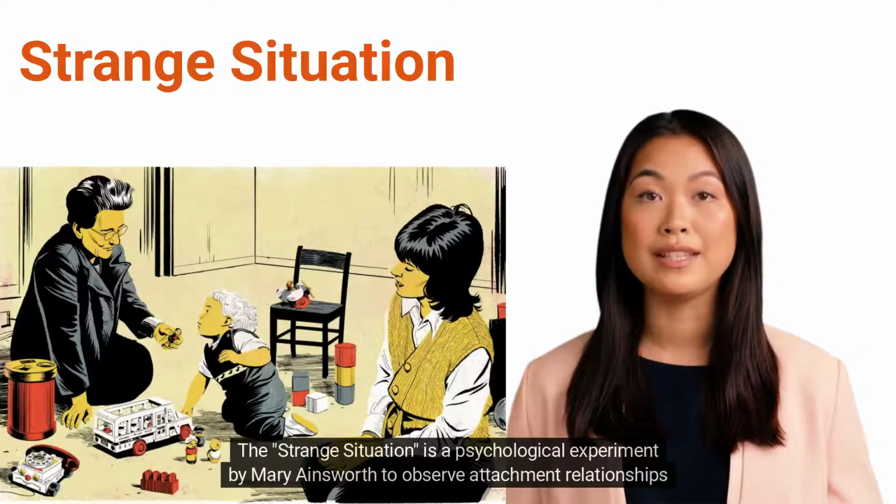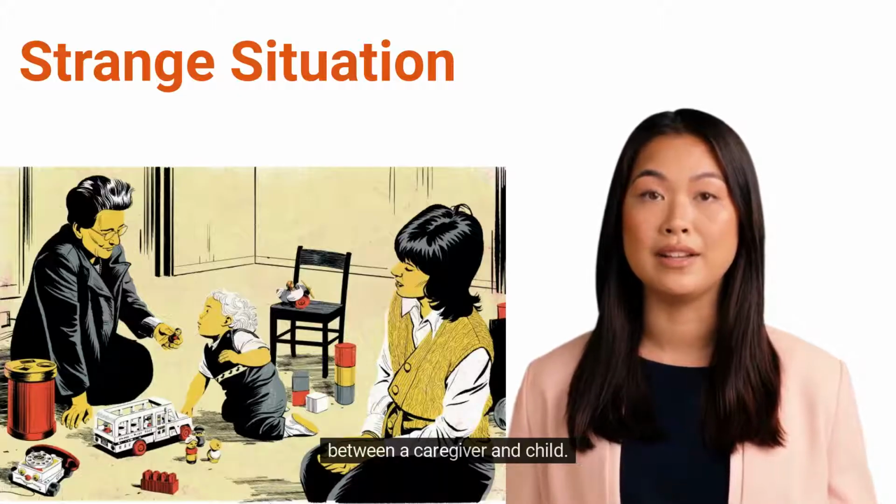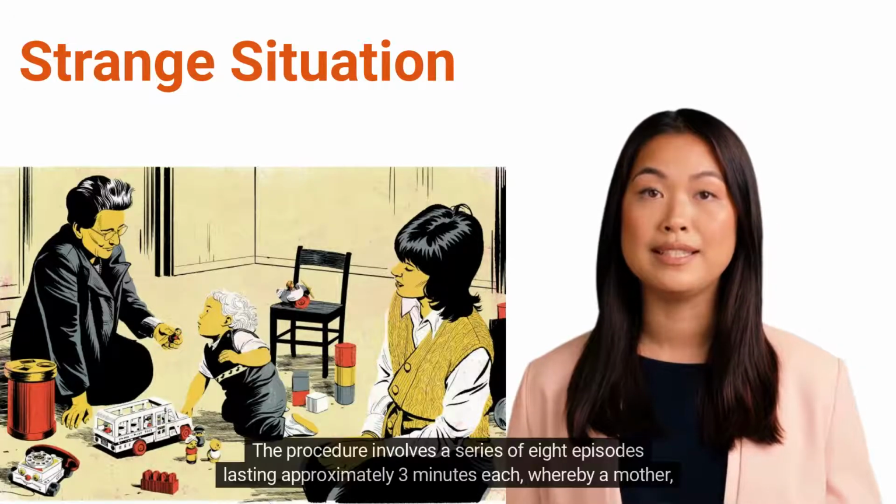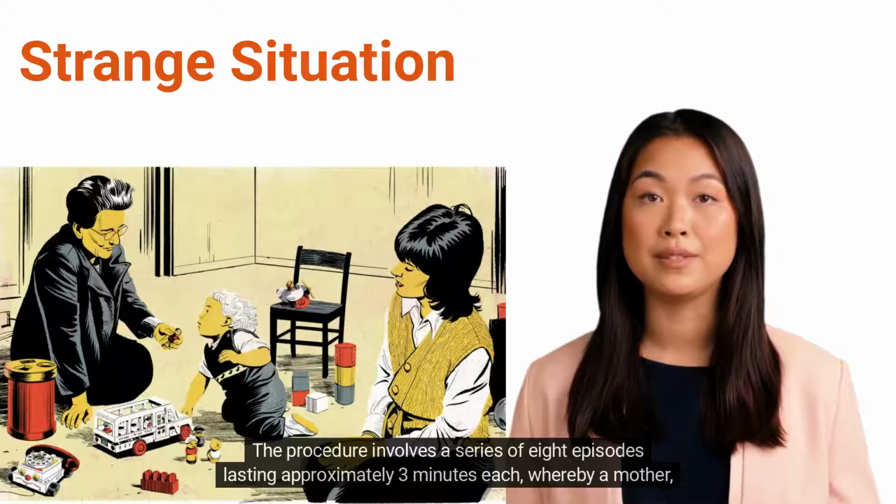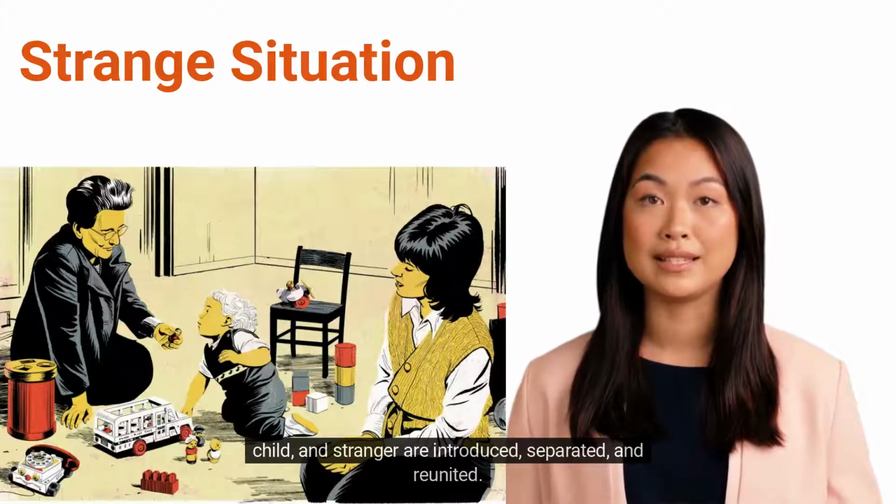The Strange Situation is a psychological experiment by Mary Ainsworth to observe attachment relationships between a caregiver and child. The procedure involves a series of 8 episodes lasting approximately 3 minutes each, whereby a mother, child, and stranger are introduced, separated, and reunited.